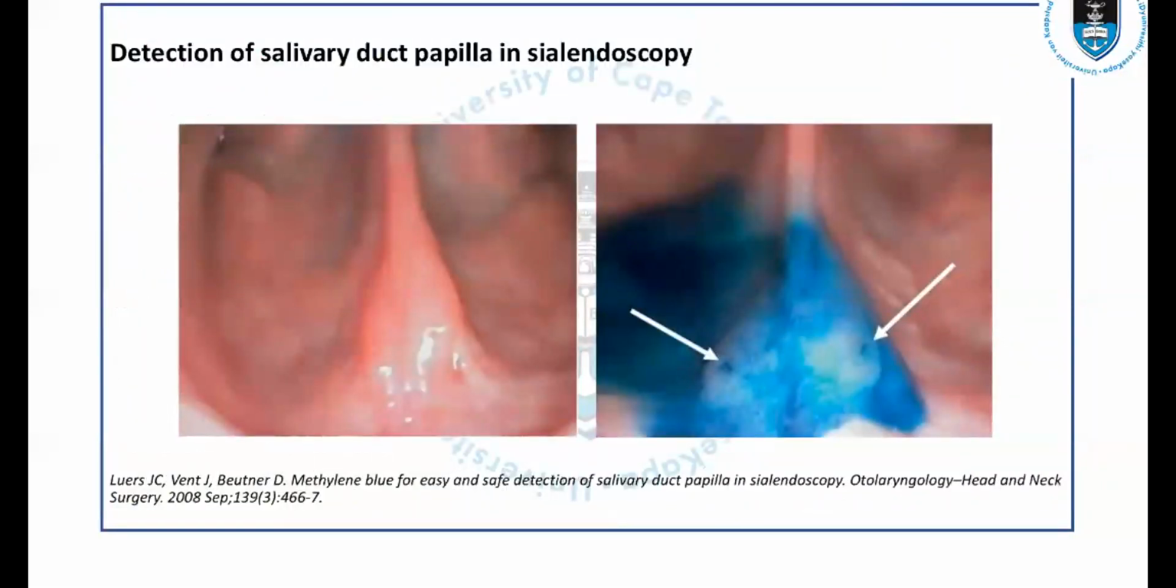So usually entering the papilla is the first step to sialendoscopy. And if the papilla cannot be identified, every attempt should be made to locate the papilla, and that includes a methylene blue test. So methylene blue is tipped onto the area of the papilla, and the gland is massaged, followed by a slow sweeping of the duct in a distal direction to express a small amount of saliva. And the saliva will lead to some washout effects of methylene blue, and this enables easy detection of the now highlighted papilla.